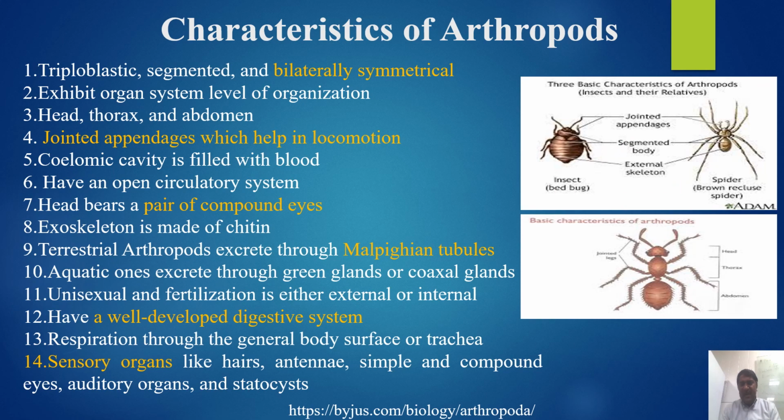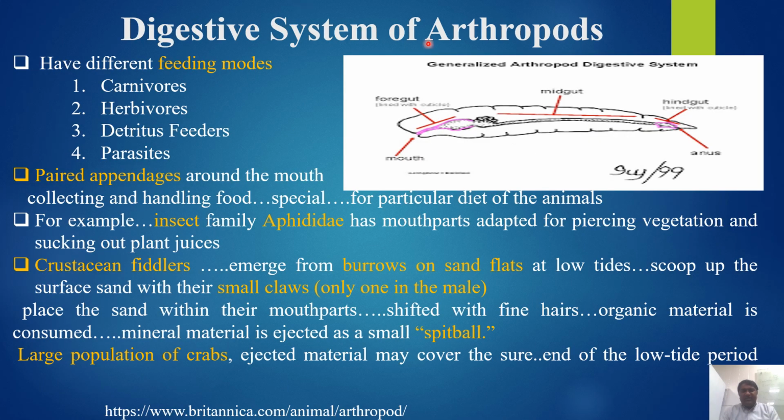So the digestive system of the arthropods has different feeding modes: carnivores, herbivores, detritus feeders, and parasites. The paired appendages around the mouth collect and handle the food, especially for the particular diet of the animals. For example, the insect family Fulgoridae has mouth parts adapted for piercing vegetation and sucking out plant juices.